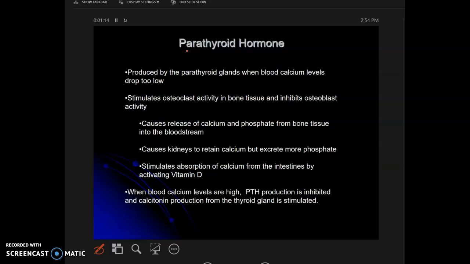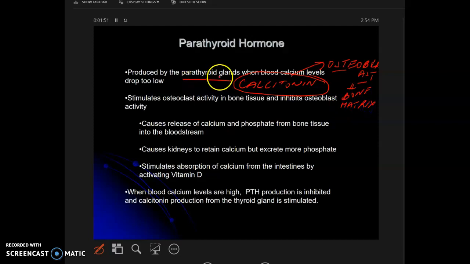Now the parathyroid hormone, what you need to understand is that it is antagonistic to calcitonin. If you remember, what was calcitonin's role? Calcitonin stimulates the osteoblasts, which will stimulate bone building, the bone matrix buildup.